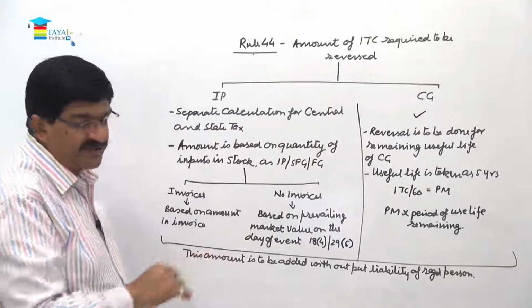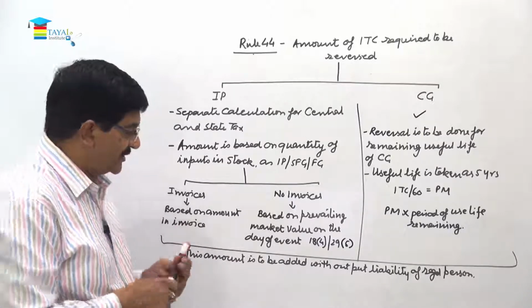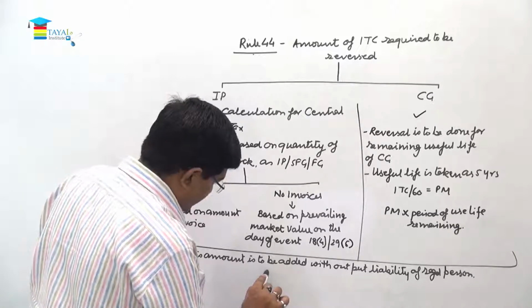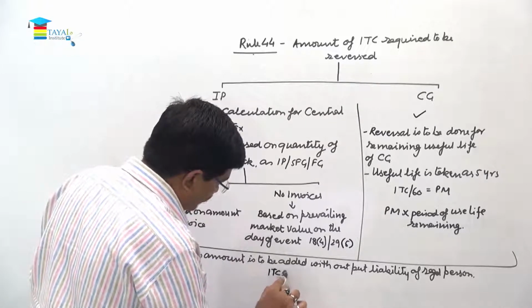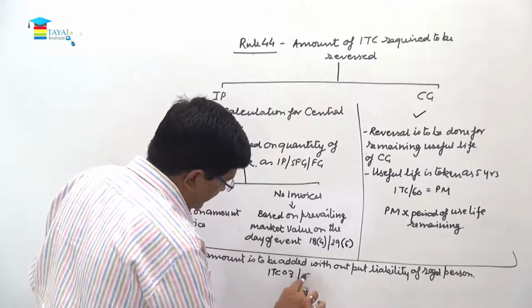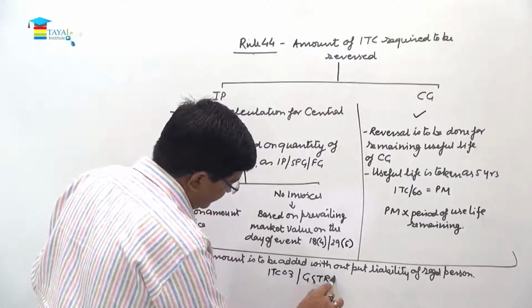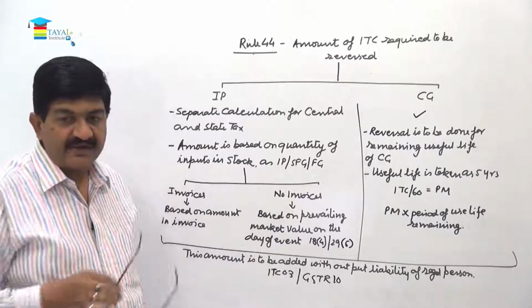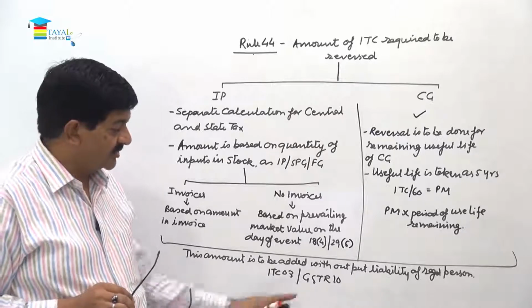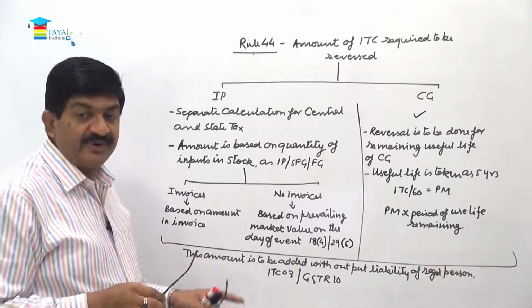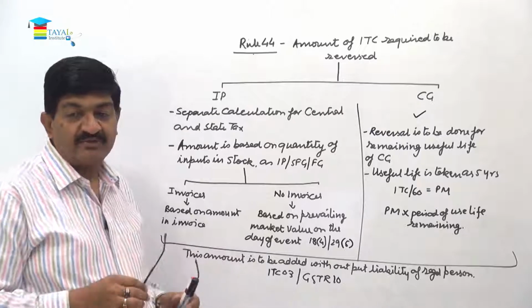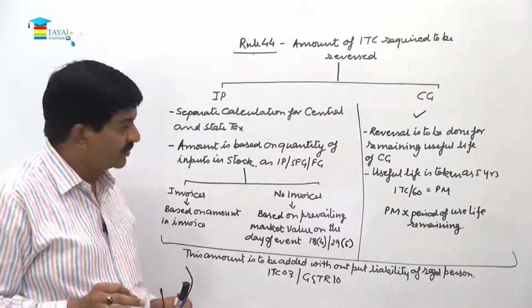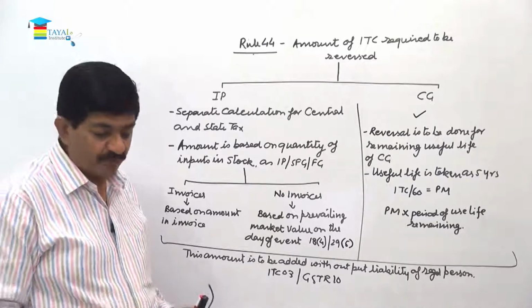Now when this is done, a return has to be filed. If the registration has not been cancelled, in that case form number ITC 03 has to be filed, and if the registration is cancelled, then GSTR 10 has to be filed. In that case, this amount has to be reflected in ITC 03 or GSTR 10. So when the registration has been cancelled, then GSTR 10, and if there is a case of 18.4, in that case ITC 03 that has to be furnished. Okay, this is entire rule number 44.